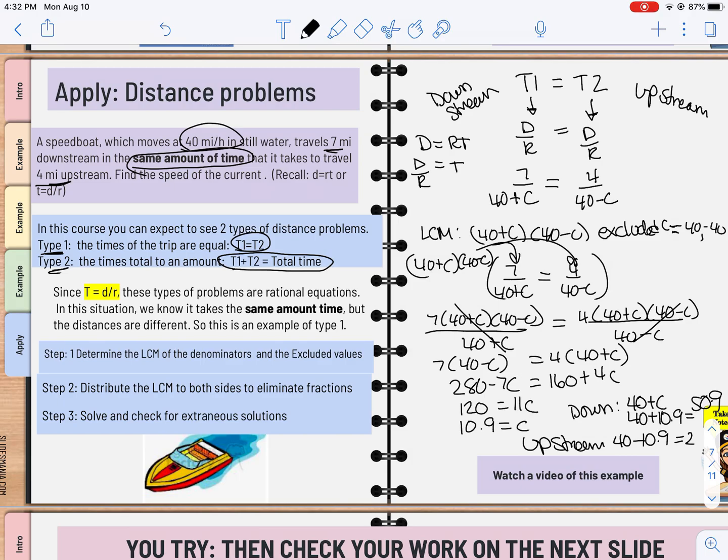So two types of distance problems. This was the second one that we've done. Make sure you're double checking and be careful with all those distributing. I know it looks a little complicated, but if you use some common sense, it can get manageable for you.